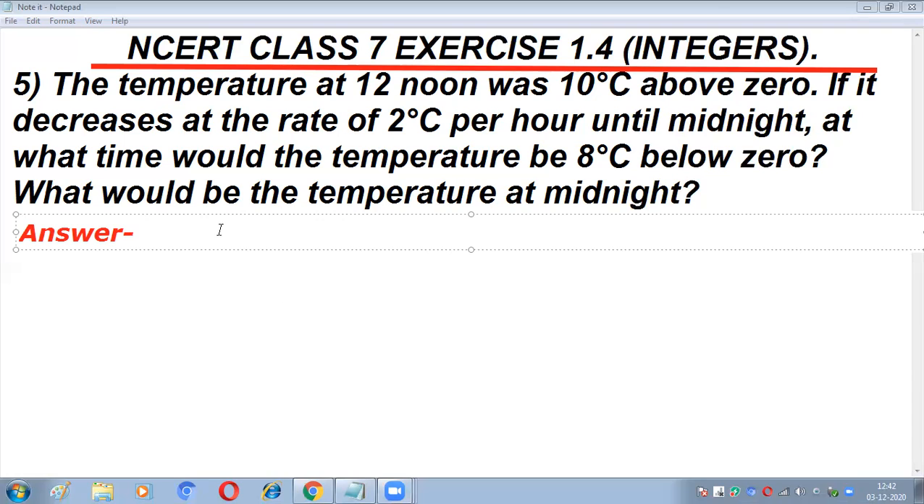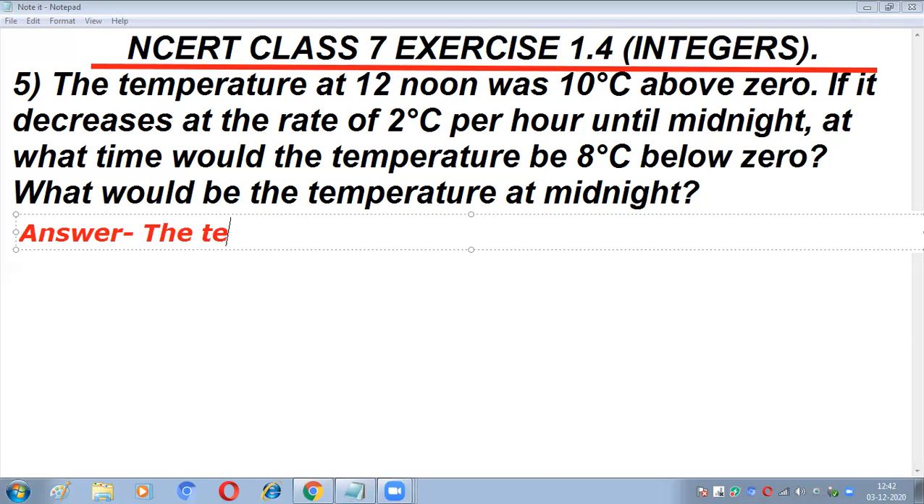So here we have to find the temperature at midnight and what would be the time at which the temperature is 8 degrees Celsius below zero. That means minus 8 degrees Celsius. Okay, so let's start the process.